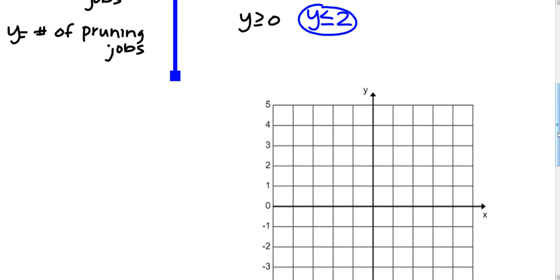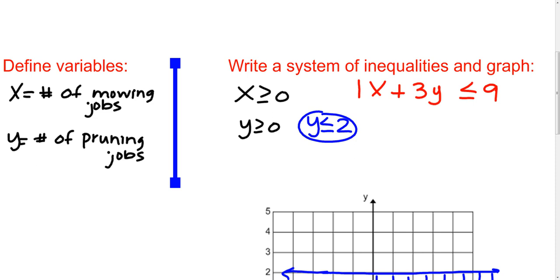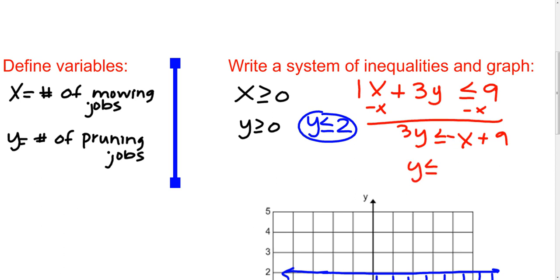It happens to be a horizontal line because it only has a Y in it. And so a horizontal line at 2 would look like this. And it has to be all the spots that are less than 2, so I'm going to shade below it. Notice I'm only shading in the upper right-hand quadrant. Okay? And then this other equation is not yet in y equals mx plus b form, so I'll go ahead and subtract x, and I will have 3y is less than or equal to negative x plus 9. Divide by 3, and I will have y is less than or equal to negative 1/3 x plus 3.